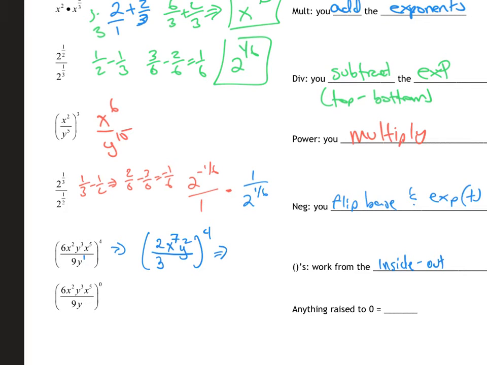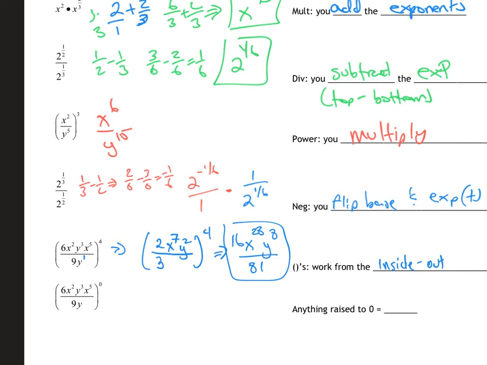Now I got a power, so I'm going to distribute that power and multiply everything. So 2 to the 4th power is 16. Numbers, you do the same. Exponent, 7 times 4 is 28. So x to the 28th power. 2 times 4 for the y is just 8. 3 to the 4th power is 81. So you end up getting this big long answer. So 16x to the 28th power, y to the 8th, all over 81.